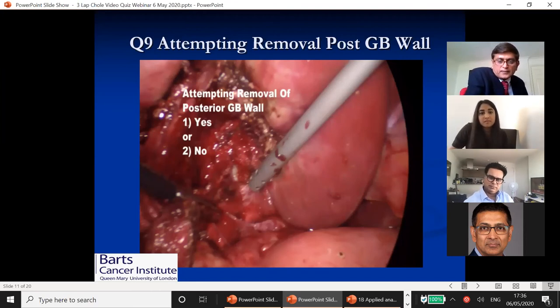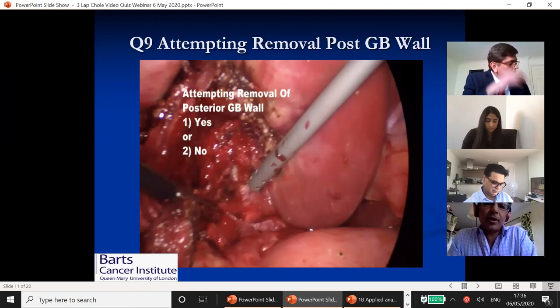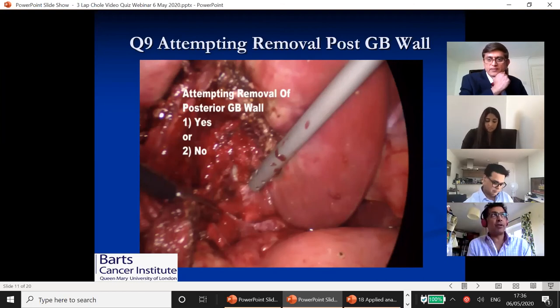Posterior wall of the gallbladder, stuck onto the liver bed. I would leave it well alone. I leave the posterior wall on. I take the front wall off.